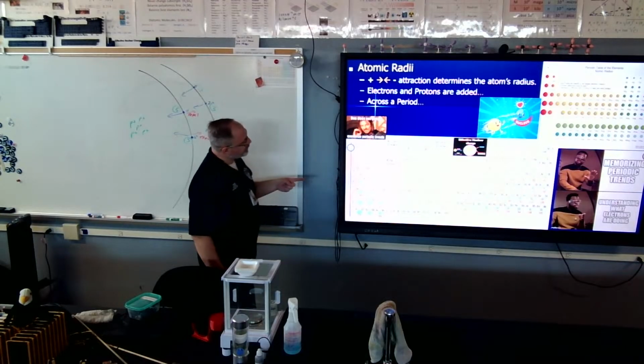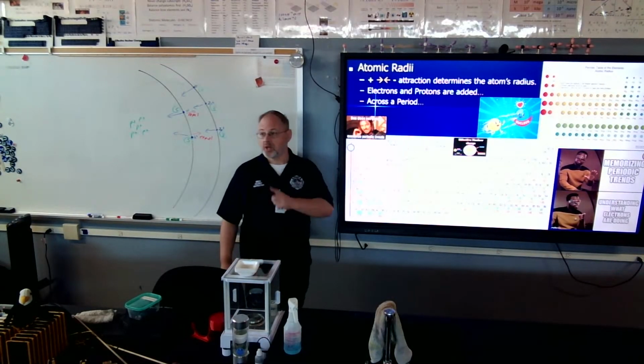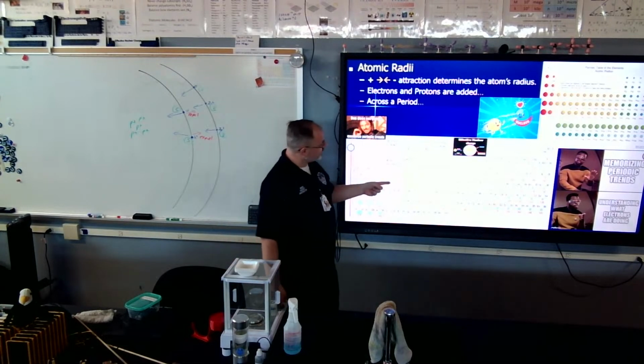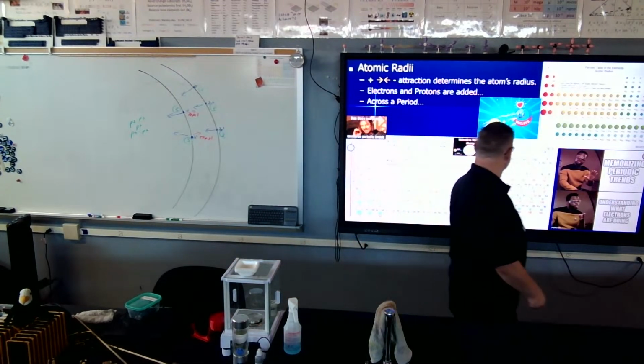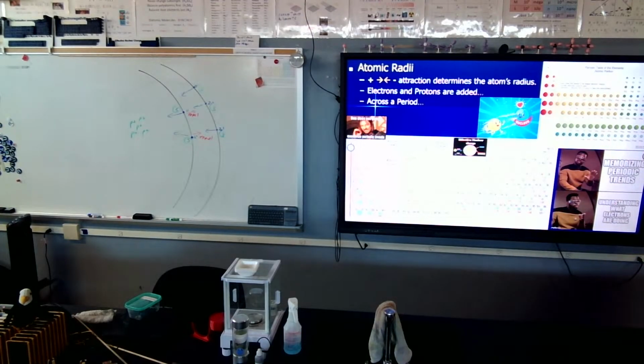As we go across the period, we're in the same shell, the same energy level. They're going to get smaller as we fill up that level. As we add protons, there's more protons attracting more electrons, and the atom shrinks because of the electrostatic attraction.